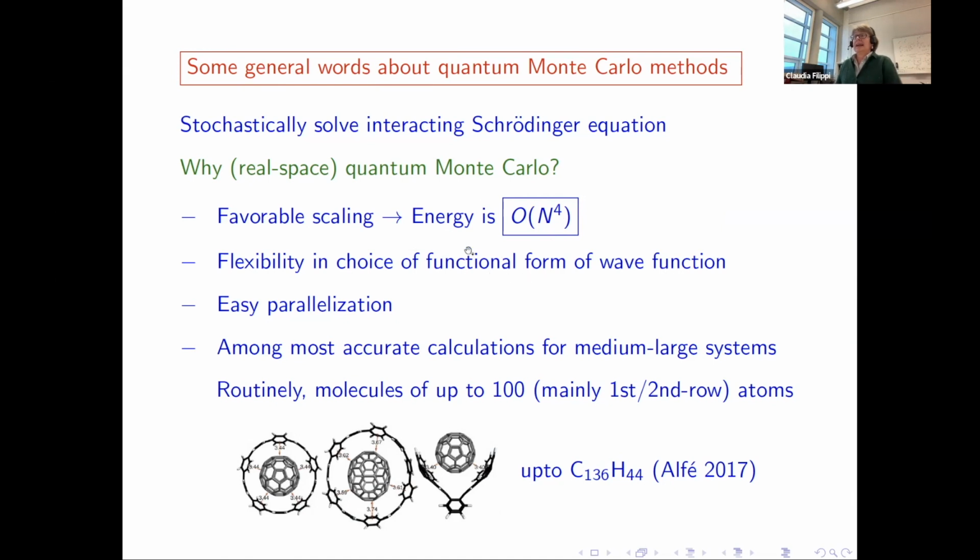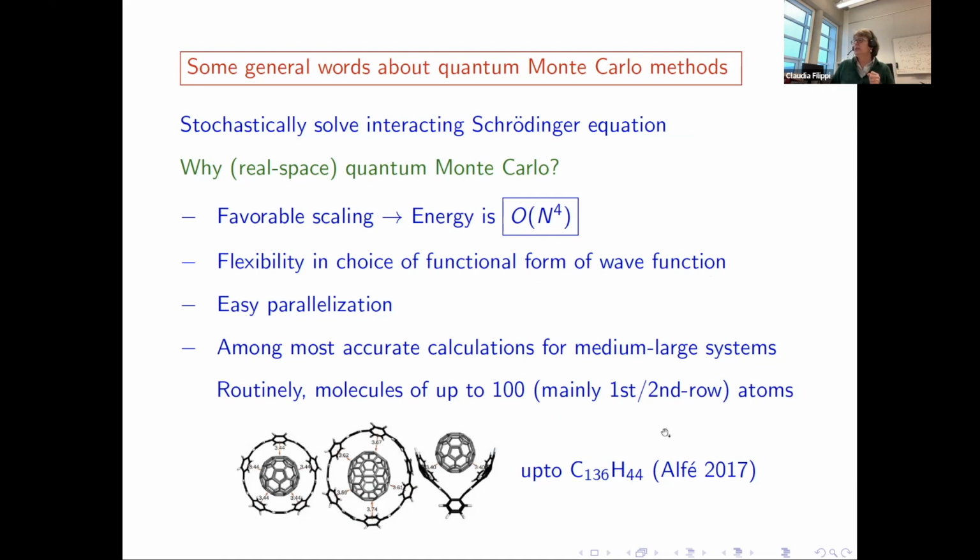A great advantage of the fact that we are using random numbers is that all integrals are computed not analytically, but in a stochastic manner, and so we have a lot of flexibility in the choice of the wave function. The approaches are very easily parallelizable. And as I said, you will find mostly calculations for first and second row, routinely up to 100 atoms.